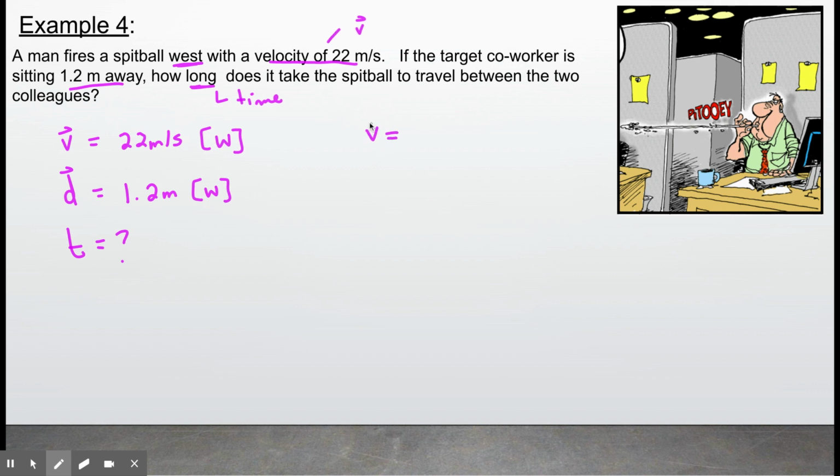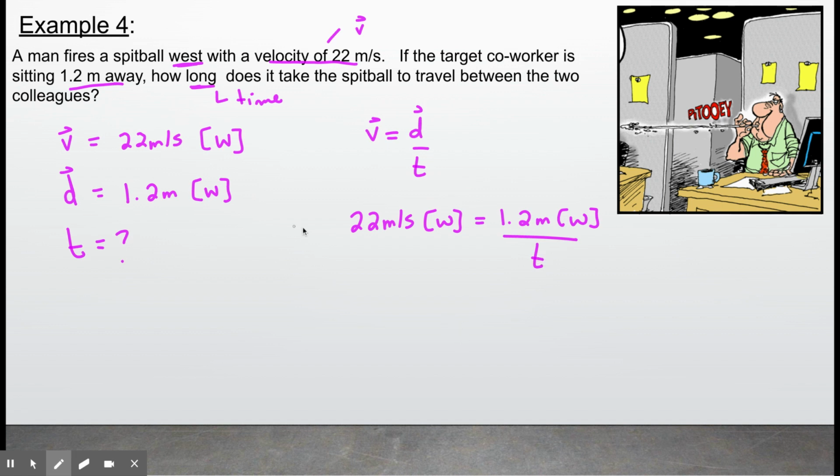So time: how long does it take the spitball to travel between the 2 colleagues? Okay, so V, velocity, is equal to D over T. I like to put my numbers in and then do the math. Some of you are going to like to rearrange first. So what I'm going to do is put my numbers in: 22 meters per second west equals distance, 1.2 meters west, divided by time.